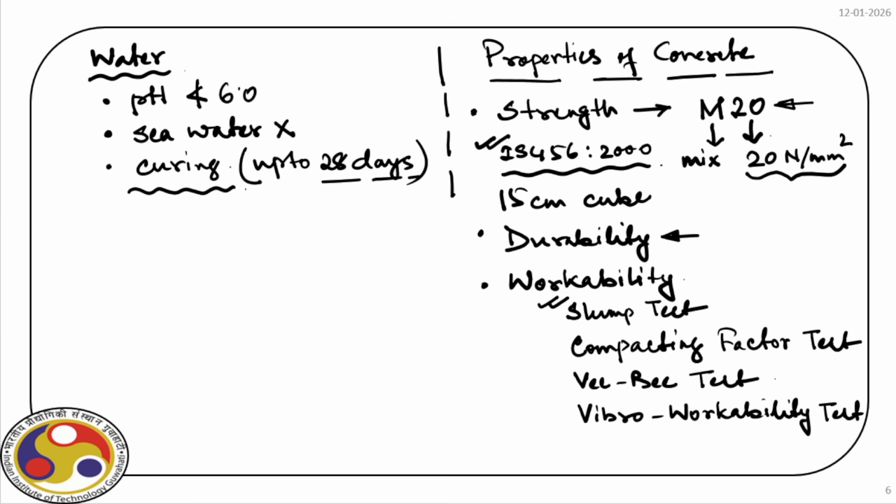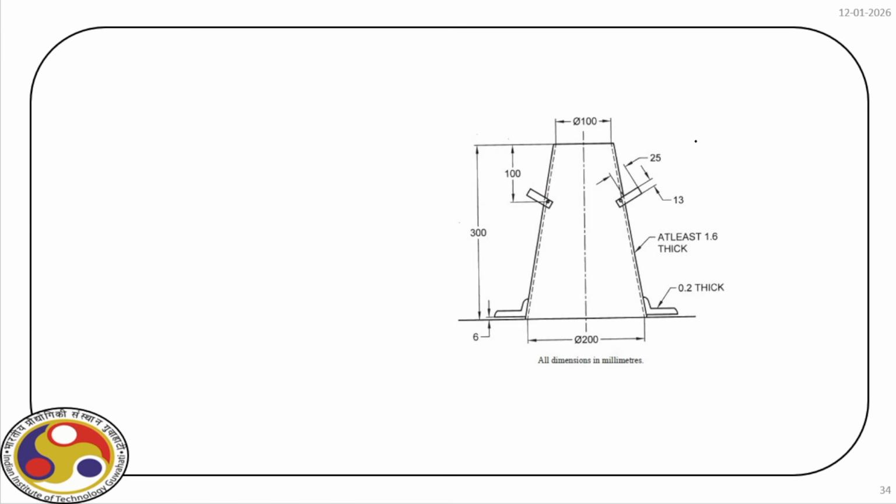So what is done is that a truncated cone, as you can see here, is filled with concrete in 3 different layers. This is the specific size of the cone used for the slump test. It has a height of 300 millimeter, so every 100 millimeter is filled, that is, in 3 layers.